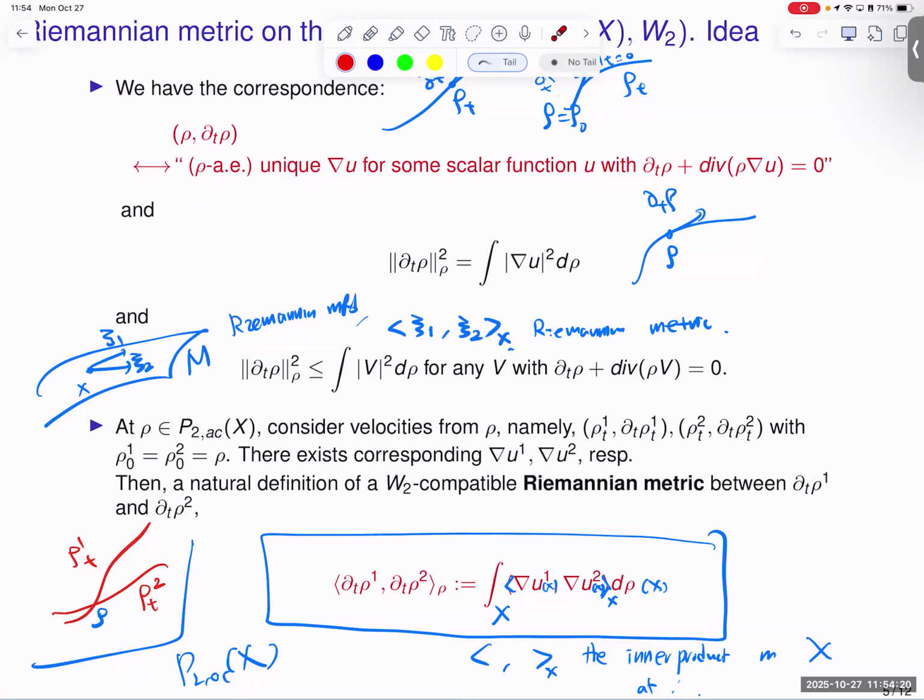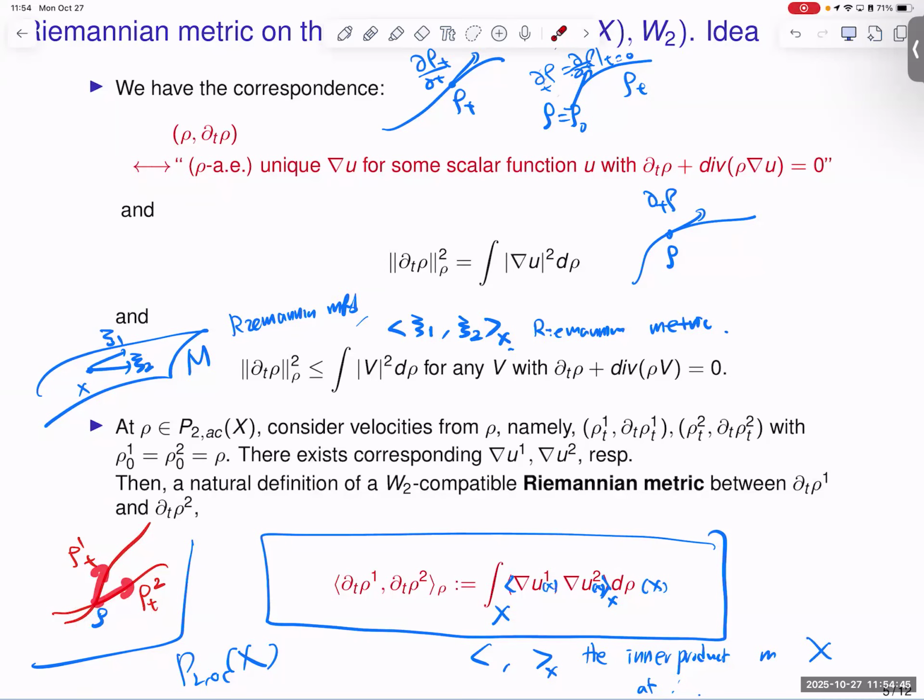So this point rho, you can just consider it as rho 1 at t equals 0 and rho 2 at t equals 0. They have the same point at time 0, and they evolve from there. And then they have corresponding velocities, usually different. These velocities are tangent vectors in this space of probability measures. And then we want to give this notion of Riemannian product between these tangent vectors.